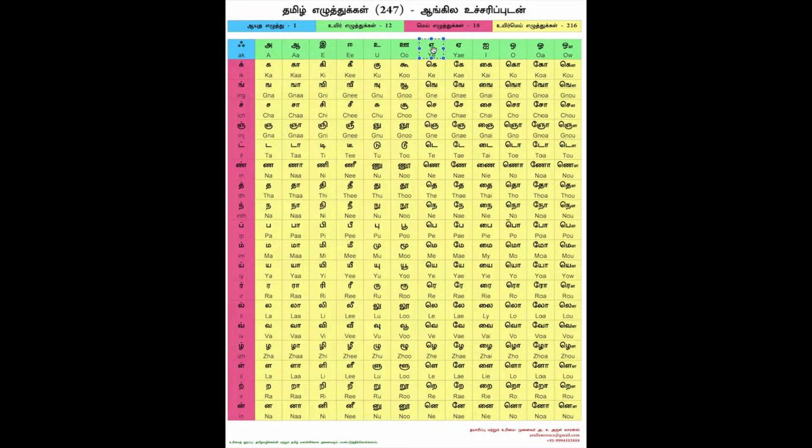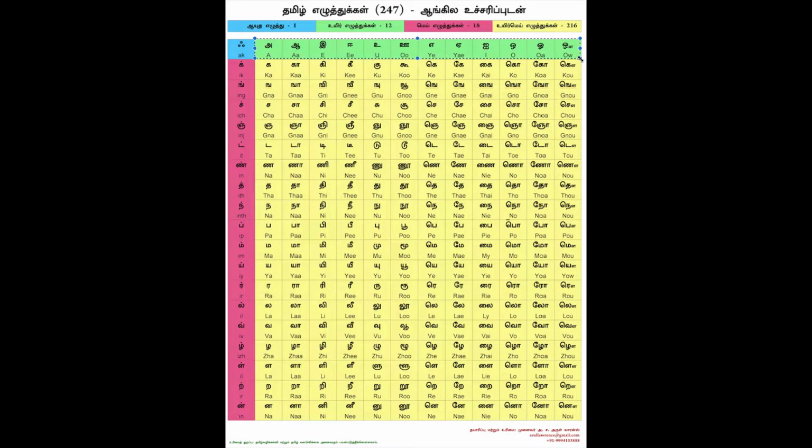Ena, E. So for me, it's E, but this person wrote ye. Depending on where you are, you can write that sound the way you want, right? Ena, E. Aina, AI. Ona, O. Oona, O. Auna, AU. So these are all the 12 letters.